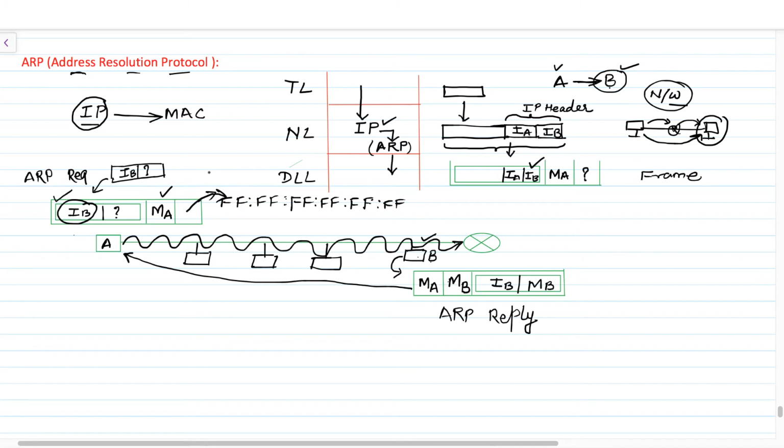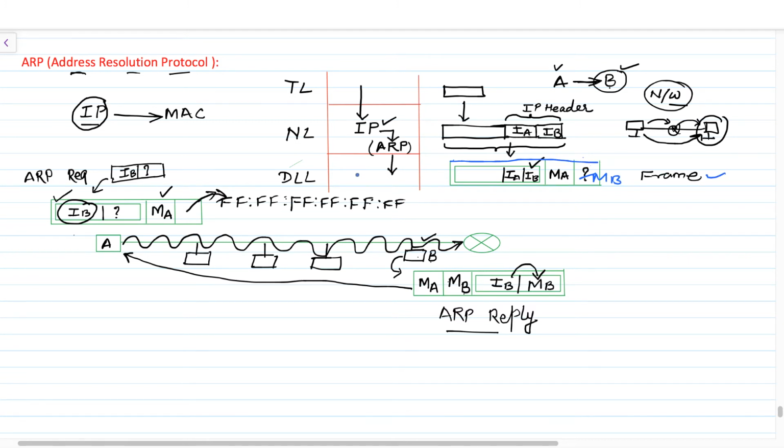So always remember that in ARP, the request is a broadcast request, while the ARP reply is always unicast. When this packet reaches its destination, that is the source A, it will receive the MAC address of its destination whose IP address is IB. After getting the MAC address of this destination, it will use the destination's MAC address in order to prepare the frame at the data link layer.